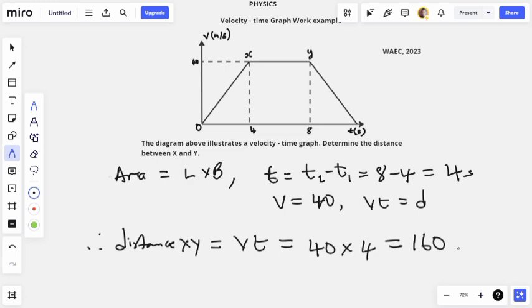So that is that, and our unit is meter. So the answer to this question is 160 meters. So the distance between x and y is 160 meters. Thank you.